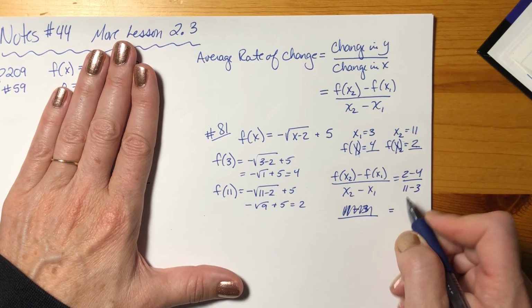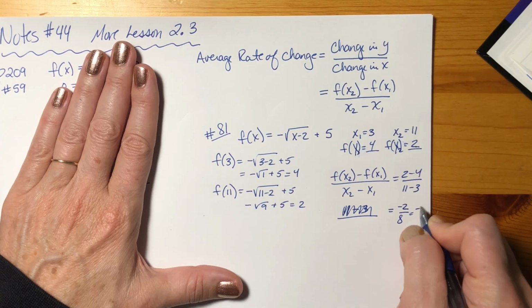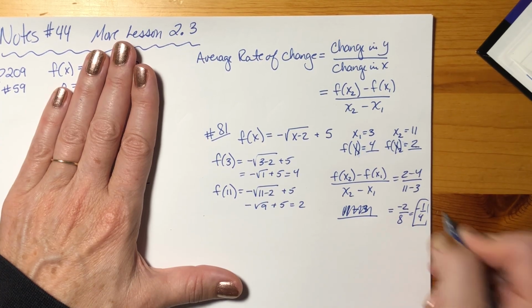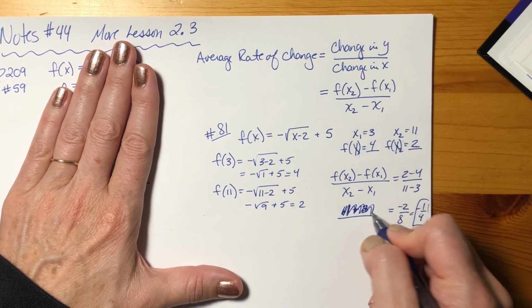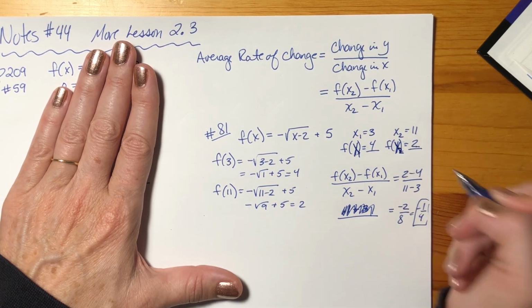That's much better. So that would give me negative 2 over 8, which would be negative 1/4. Okay, good. Sorry about that. 2 mistakes. We should be consistent. We should use function notation as we go through.